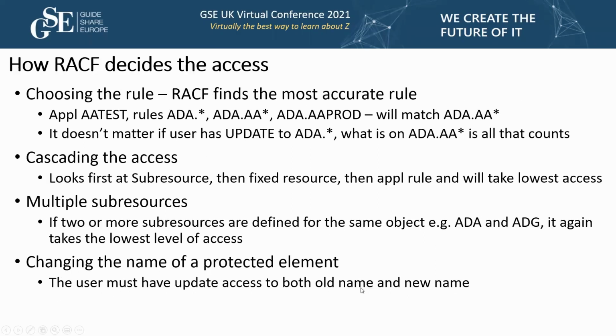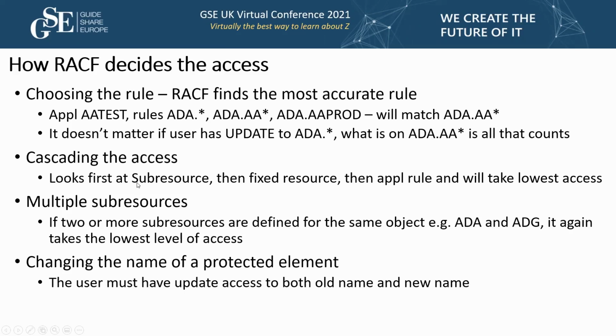Here we go. So how does it decide access? Quite simply, it finds the most accurate rule. So this is where we went back to earlier and said, if you've got an asterisk and more specific ones, it will match to the more specific rule. It doesn't matter if the user has global access to something, it's what's on the most specific rule that counts.